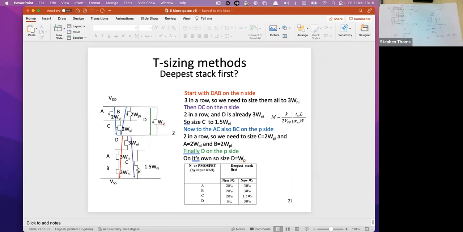And remember, what we're trying to do is to make the equivalent resistance, if you like to think of it, or impedance, from Z through to VSS always the same. So just going back to the left-hand side here, we say the stack depth is 3. Therefore, if you size them at 3 WN, that gives you back the same effective impedance.